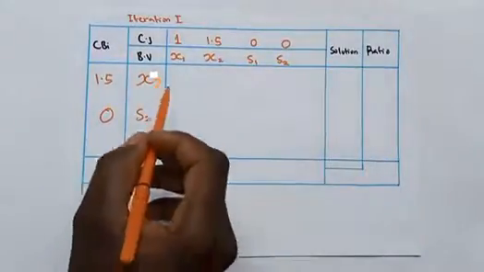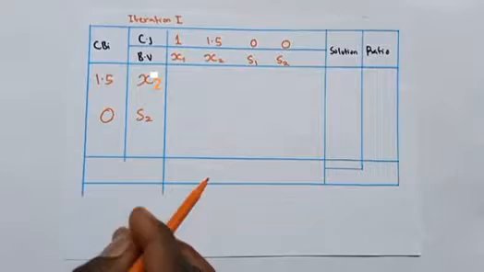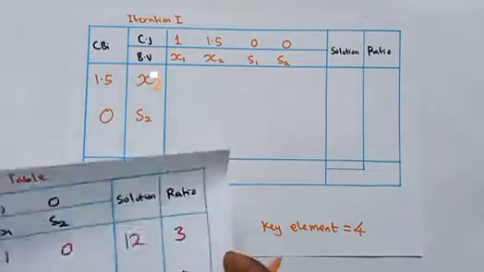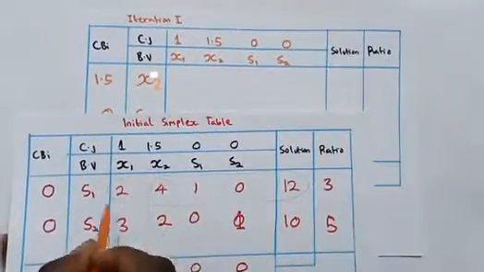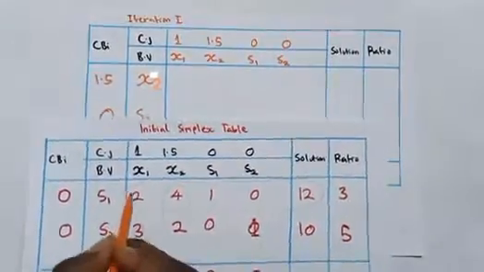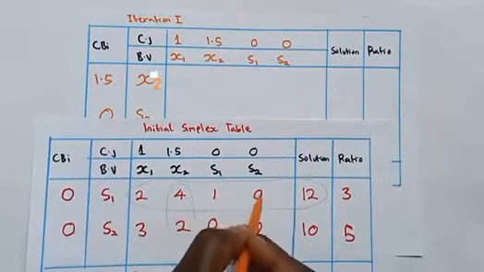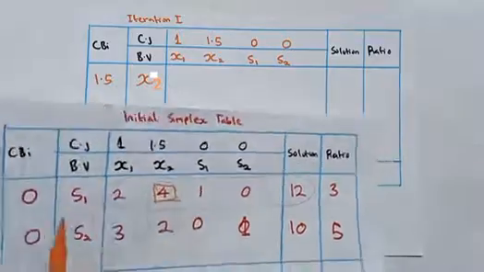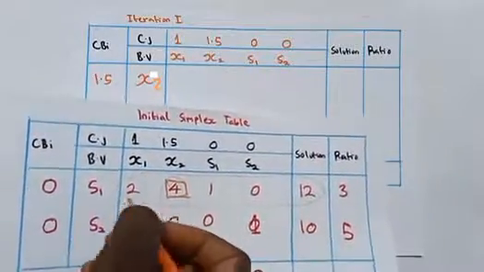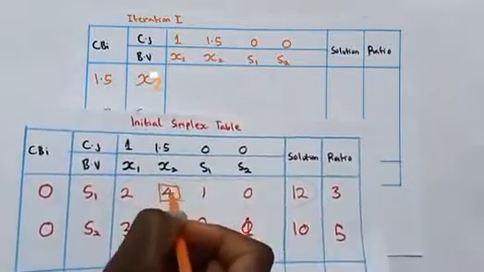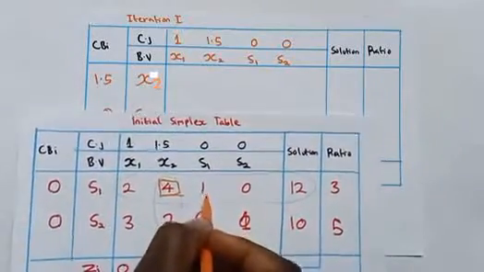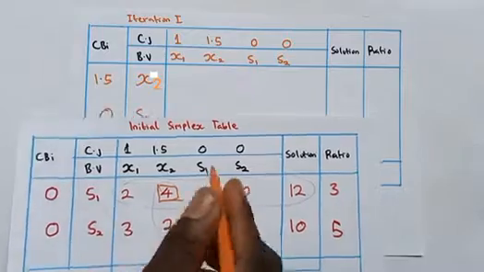Then to get the new values for this row, we use this formula. New values is equal to old values divided by the key element. So look at the old values for this key row. The old values here are 2, 4, 1, 0, and 12, divided by the key element, which is 4. So 2 divided by 4 gives us the new value for this position. 4 divided by 4 gives us the new value for this position. 1 divided by 4 gives us the new value for this position, and so on.